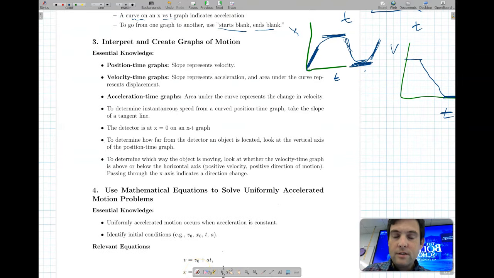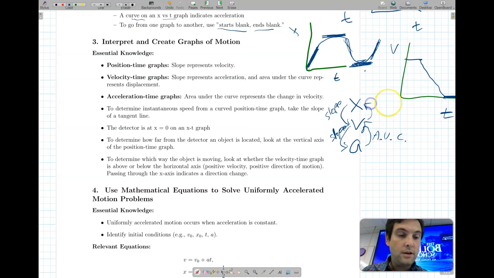Position versus time graphs. The slope of a position versus time graph is velocity. The slope of a velocity versus time graph is acceleration. The way I like to think about this is x, v, a, and as we go down, we have to take the slope. To go backwards, we have to take the area under the curve. Area under the curve to go back up.